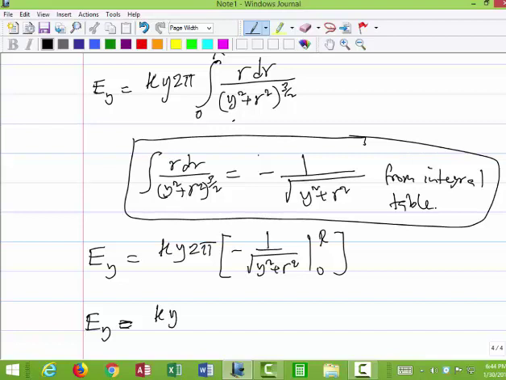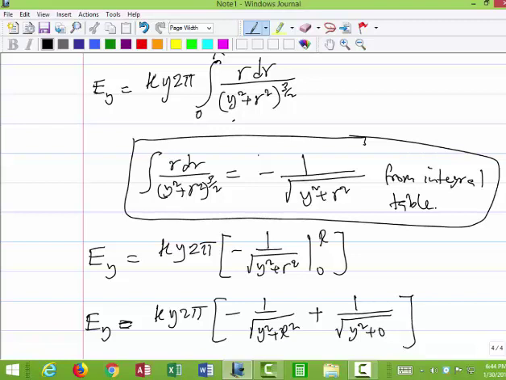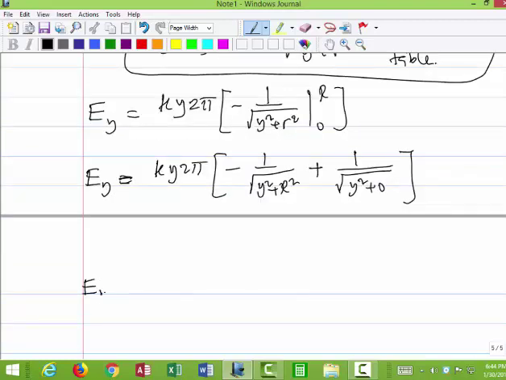Yes, ky times 2 pi, and then you take the first one, 1 over the square root of y squared plus r squared, minus, and minus makes plus, 1 over the square root of y squared plus 0. Okay, that's what I wanted you to do. So now Ey is equal to k times y times 2 pi, and I'll rewrite it as 1 over y minus 1 over the square root of y squared plus r squared.